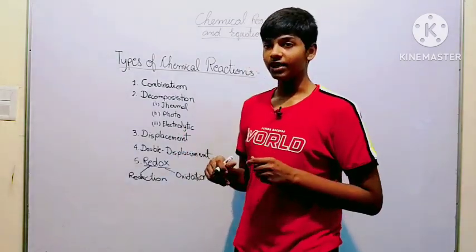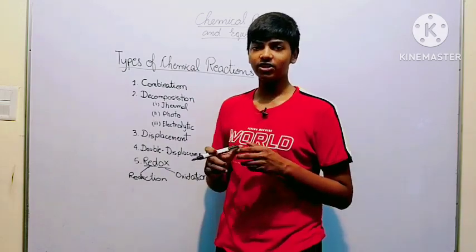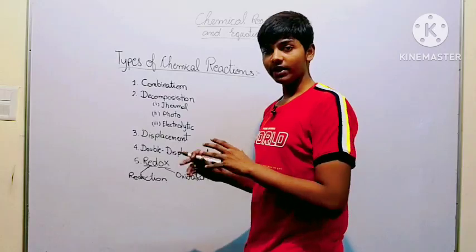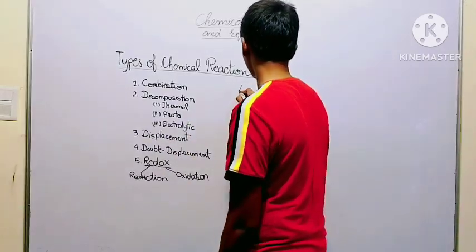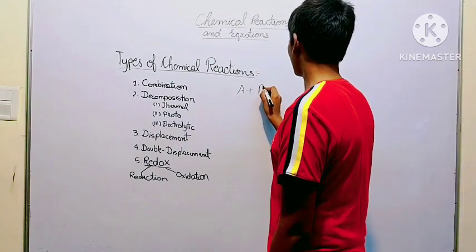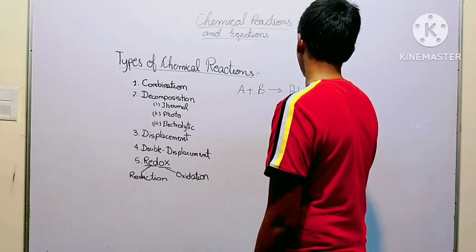So let's start off with combination. Just by the name of it we can predict that this is a type of reaction in which things combine to form a single thing. If we put it symbolically, we would write that element A or compound A reacts with compound or element B to form another compound AB.